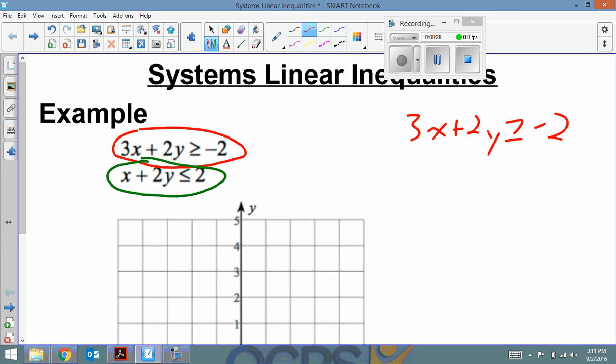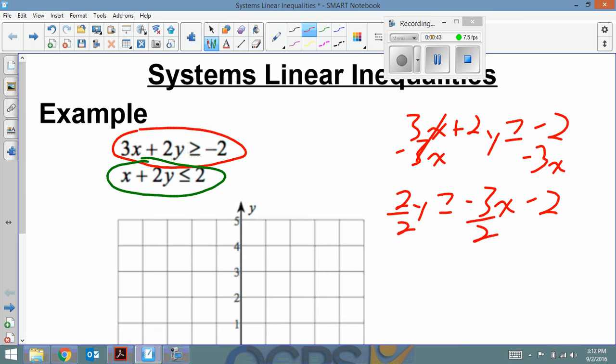Okay, so to do that, we're going to take that 3x and move it to the other side by subtracting it. So you get 2y is greater than or equal to negative 3x minus 2. Then we're going to divide everything by 2. Now remember, with inequalities, if you are dividing by a negative number, it will flip our signs. In this case, we're not, so we're just going to keep it as is. So it's y is greater than or equal to negative 3 over 2x minus 1.